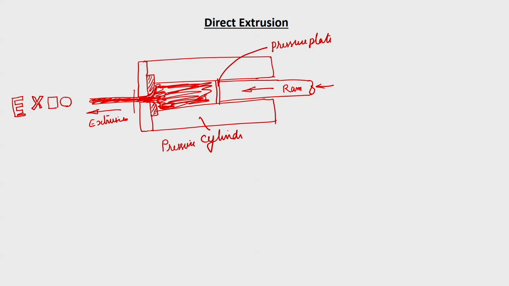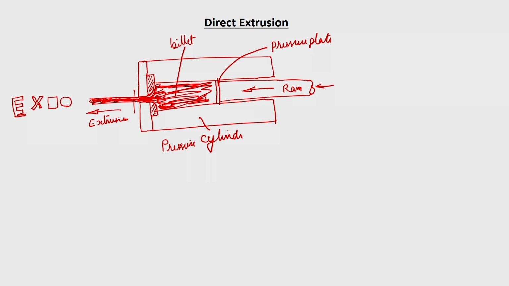And again you close the cylinder, insert the billet into the cylinder, and again proceed. If the pressure plate is not put, there is a chance of the metal back extruding and jamming the ram. That can be avoided. That is the main purpose of the pressure plate. Otherwise, sometimes it gets jammed, then you will have a lot of problems.